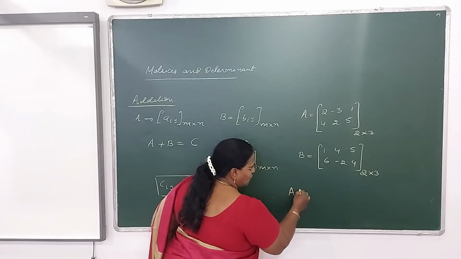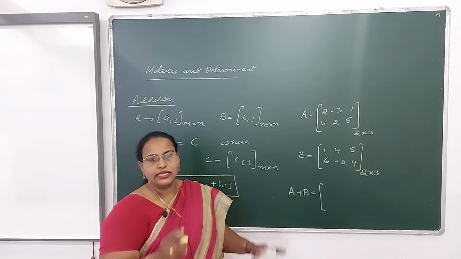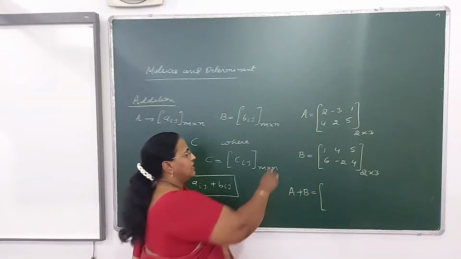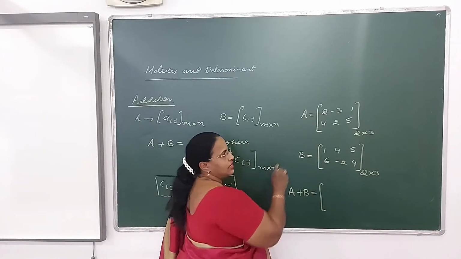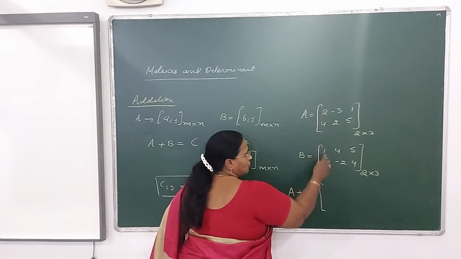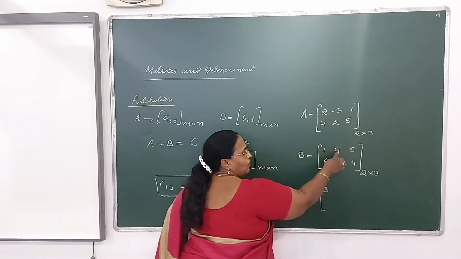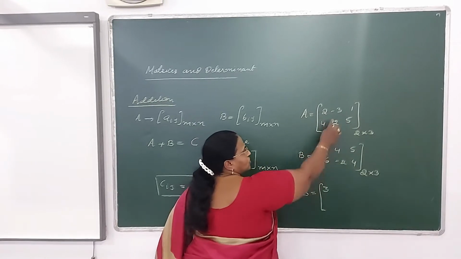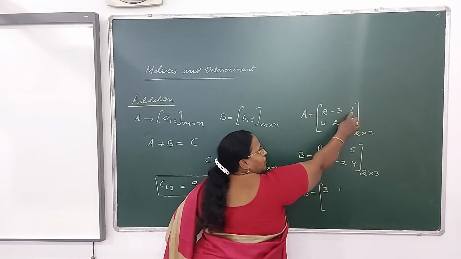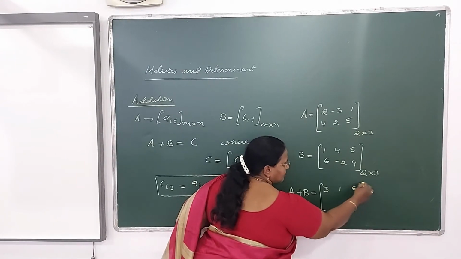So, let us add the two. It's very simple. How to add? The elements at the same position you need to add. Like, this 2 will be added with 1. That means A11 will be added with B11. So, 2 plus 1 results in 3. Likewise, A12 will be added with B12. So, minus 3 plus 4 is 1. Likewise, A13 will be added with B13. So, 1 plus 5 is 6.